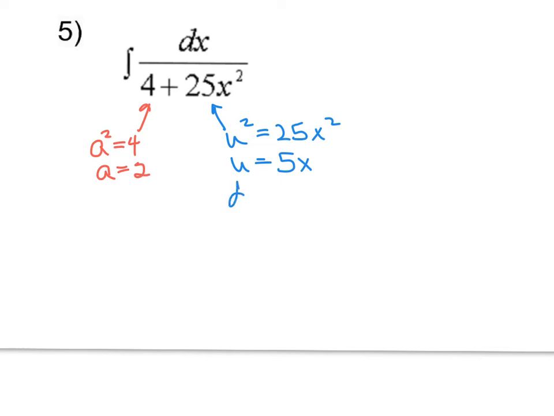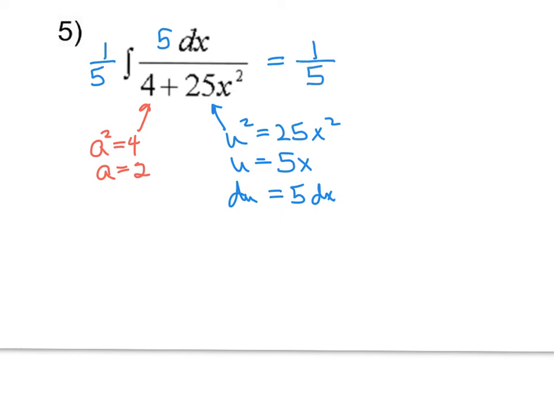Now this is a really important step here that we haven't seen a whole lot of. The derivative of 5x is 5 dx. But in my original problem, I don't have that 5 dx. So like we've done throughout the whole section on integrals, I'm going to have to multiply by a 5, which puts a 1/5 out in front. So that 1/5 is going to go to my answer.